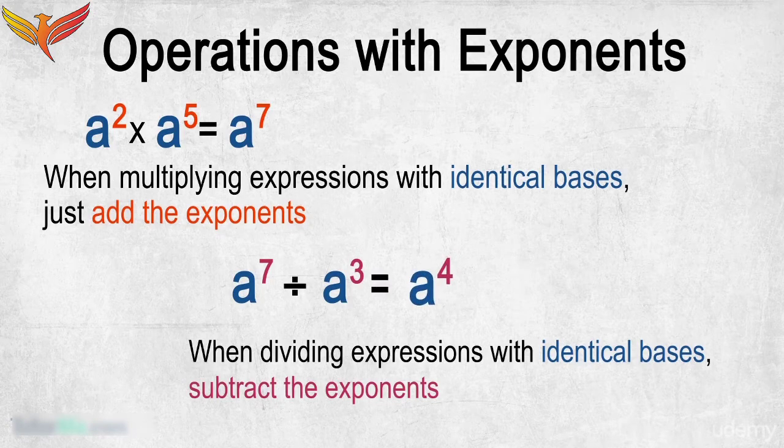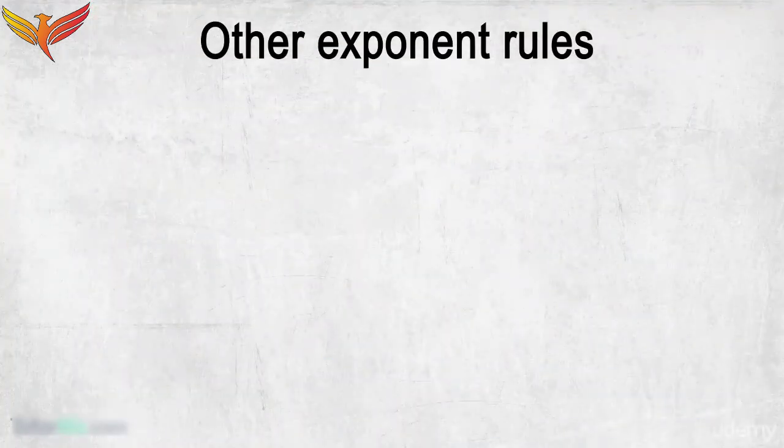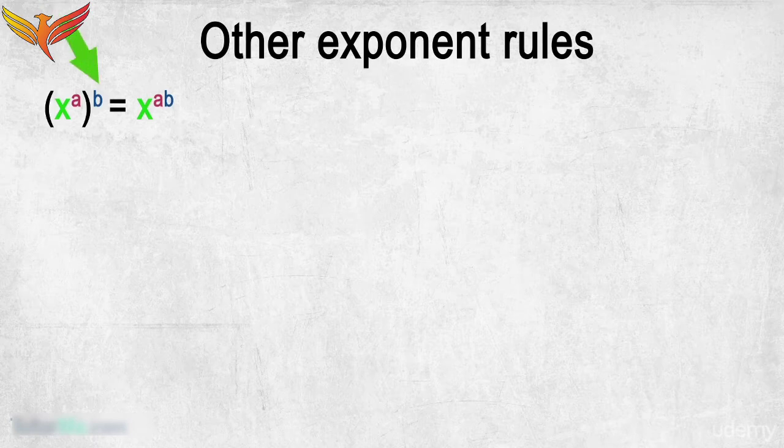Remember, in order for this to work, the bases have to be the same. If they're not, you wouldn't be able to combine the exponents. Let's quickly run through some other basic exponent rules. When an exponent is raised to another exponent, you multiply the exponents together.